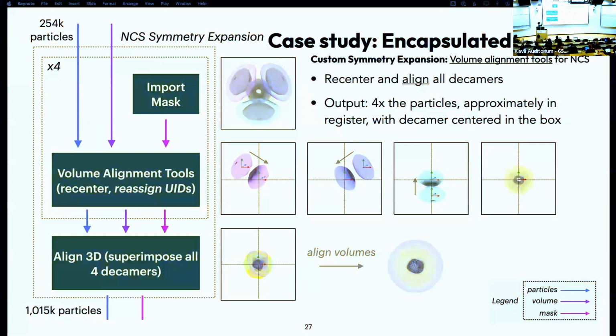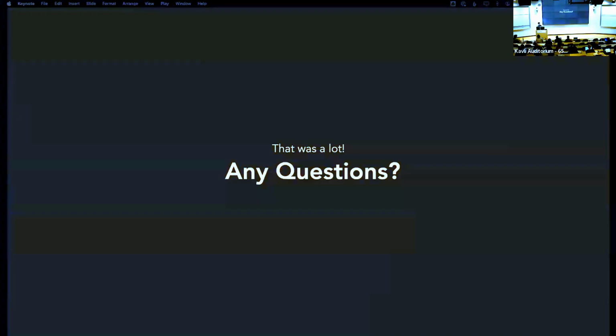So this step that I did is basically what converted the 250,000 particles to 1 million and did this 4-fold expansion. And at the output of this, we have 4 times the number of particles, all aligned to the center of the box. Okay. So that was kind of a lot of details.